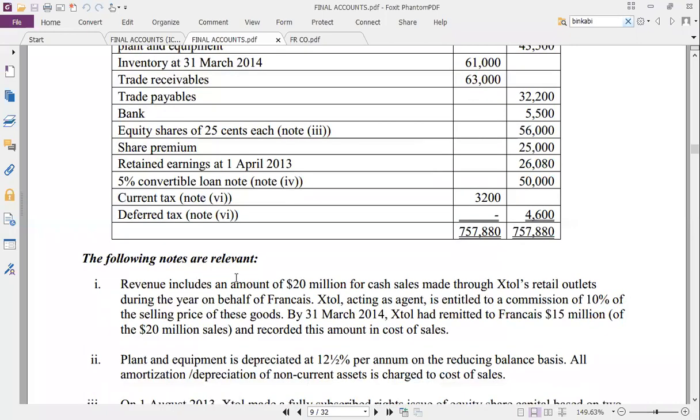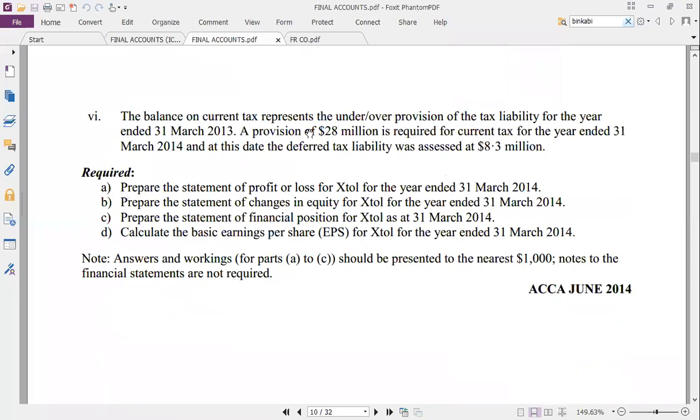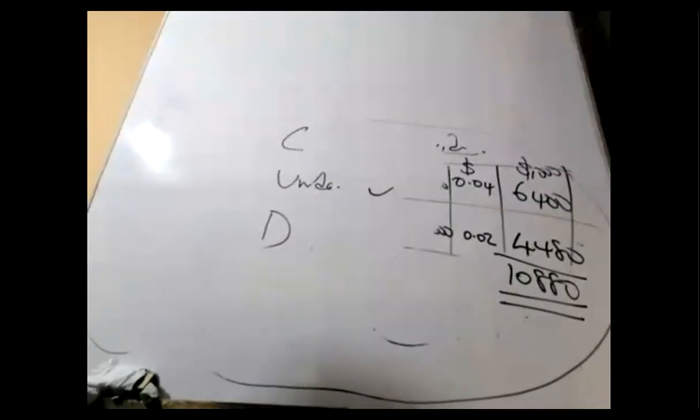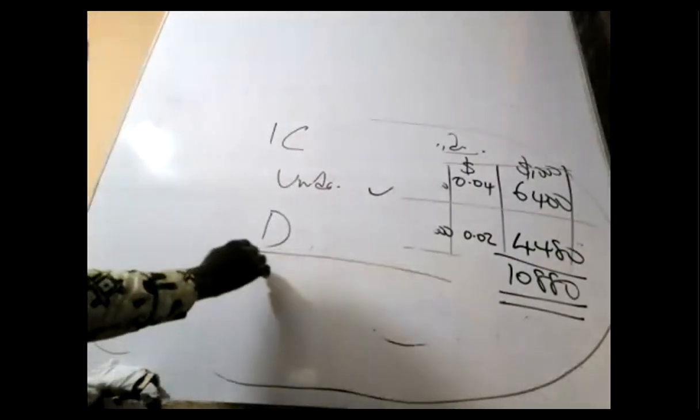Let's continue. A provision of 28 million is required for current tax for the year ended 31st March 2014. So the current year provision is 28 million. At this date, the deferred tax liability was assessed to be 8.3 million. This is the closing balance of the deferred tax liability. We're supposed to compute the movement by ourselves, so we'll do a separate working for deferred tax.